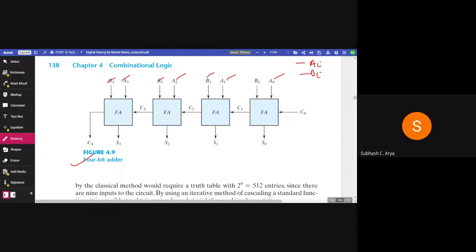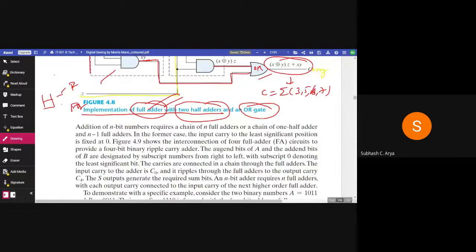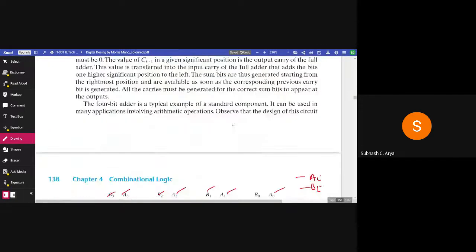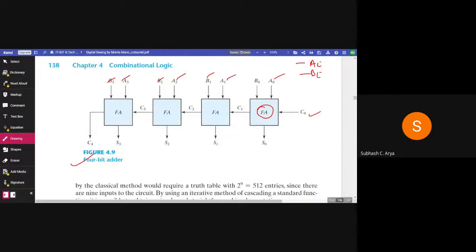So this is how we can draw a logical diagram, a block diagram. And this is the input carry C0. Inside this is a full adder. What is inside this box? Inside this box we have the circuit of figure 4.8. In the box, this is the circuit. This is the full adder. Input and output are given. This is an input, and this is also an input. So 3 inputs are there. In a full adder, we have 3 inputs. Yes or no?